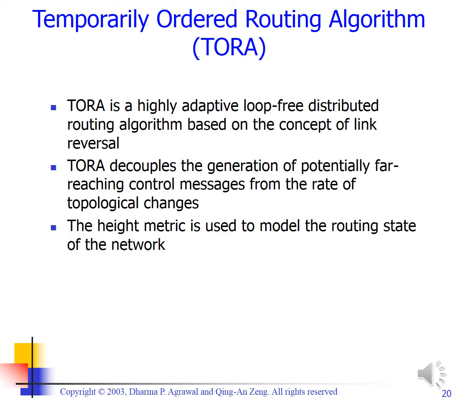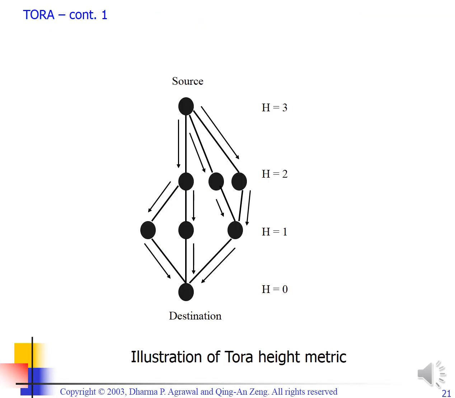So the Temporally Ordered Routing Algorithm (TORA) is a highly adaptive, loop-free, distributed algorithm based on the concept of link reversal. TORA decouples the generation of potentially far-reaching messages from the rate of topological changes. It uses the height metric. The lowest level will be assigned h equals 0, since it is the source, the height of the tree.